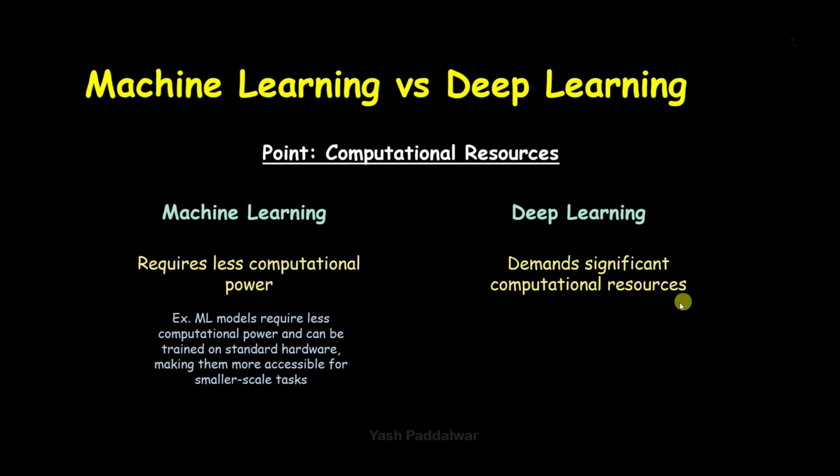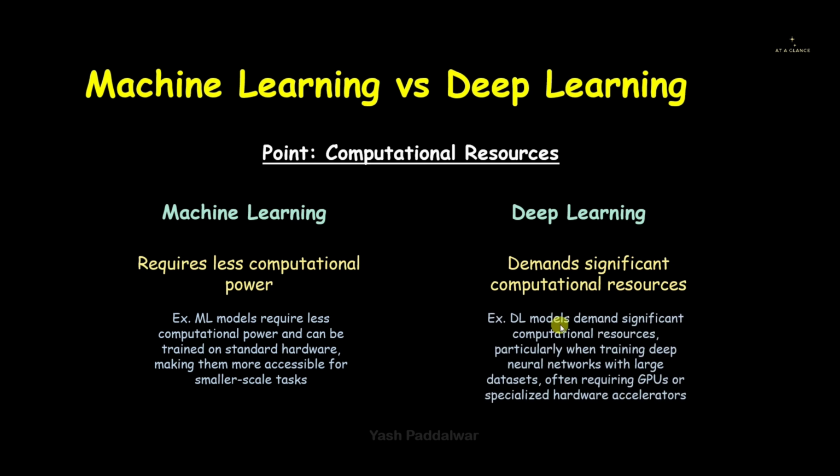But that's not the case when it comes to deep learning. Deep learning demands significant computational resources, a little higher than machine learning. To be precise, deep learning demands this when it comes to deep neural networks with larger datasets. If complex unstructured data is fed into a deep learning system, it will surely require large computational power to train. It often requires GPUs, which are graphics processing units, or it can also require specialized hardware architecture or accelerators. I hope this difference between machine learning and deep learning with respect to computational resources is clear to you all.